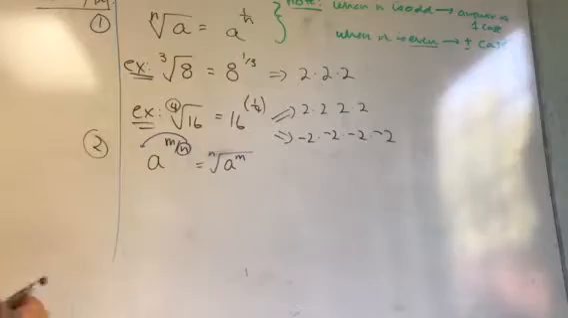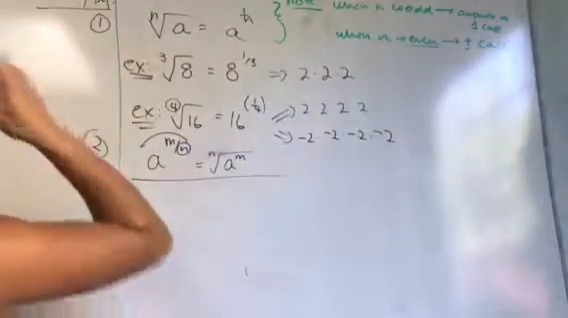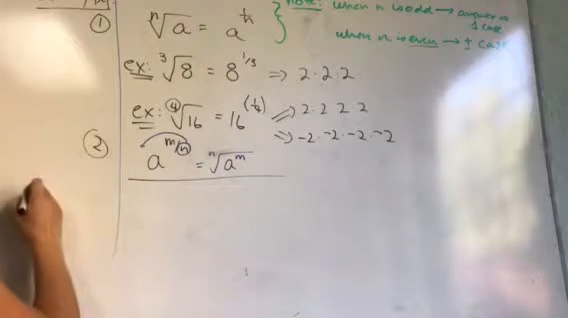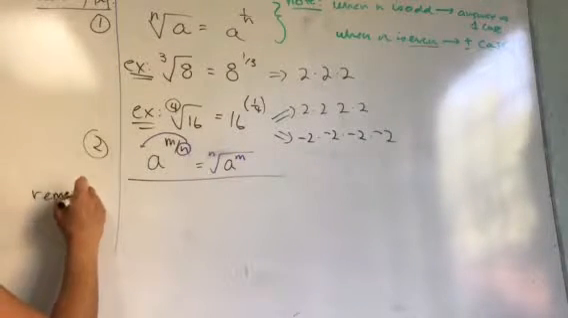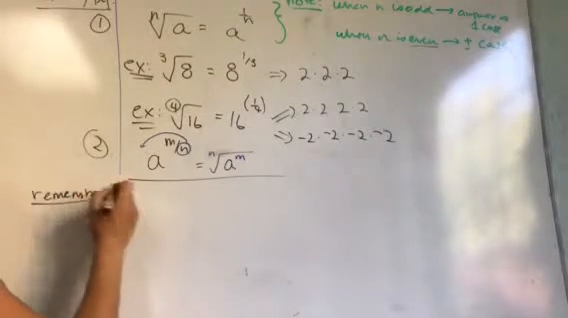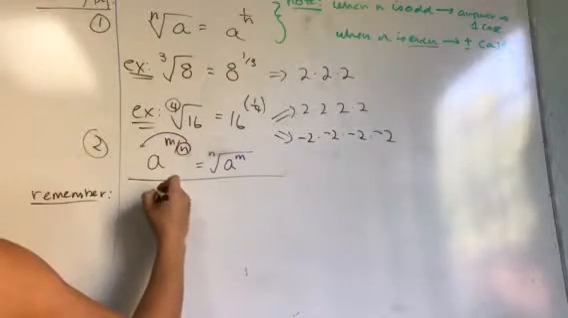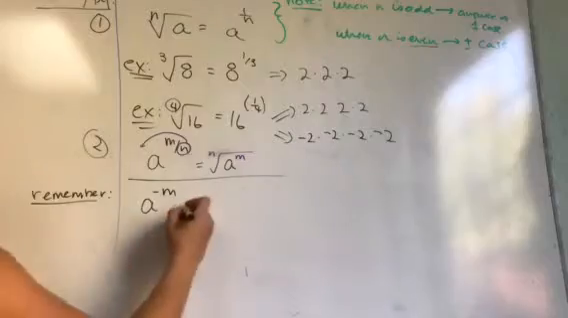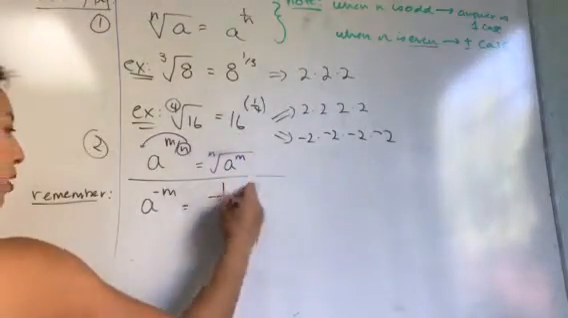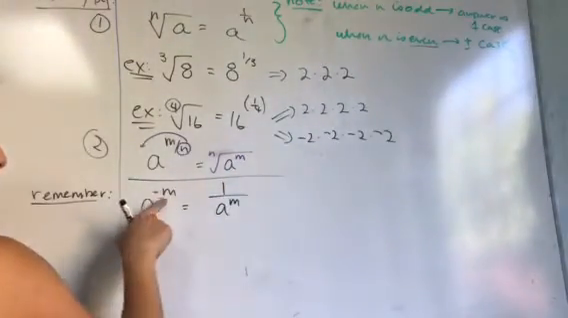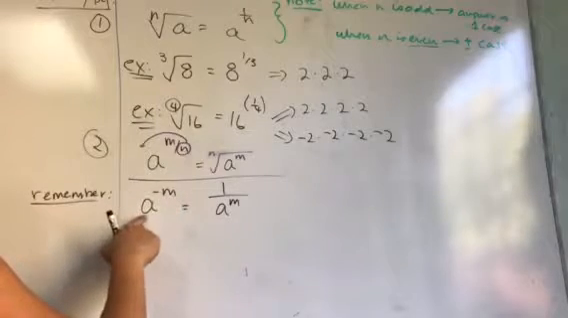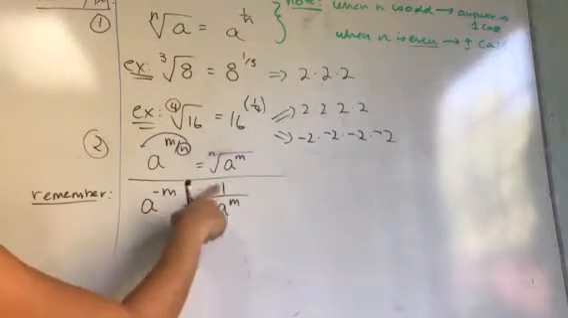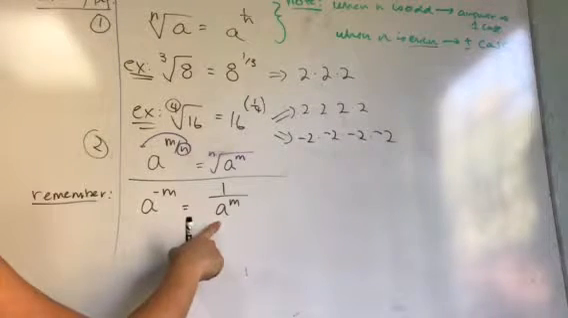Also, on the side, I believe you may have learned that if you have a negative power, I don't know if you remember, but I think you should know this. A to the negative m. If you have a to the negative m power, you can rewrite this as 1 over a to the m. So you can get rid of the negative by throwing the a and m underneath the 1. So you can write it as a denominator.